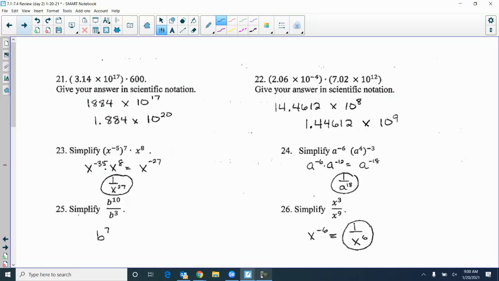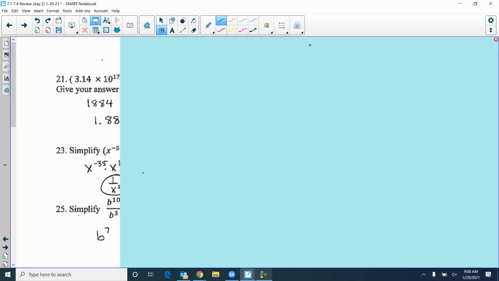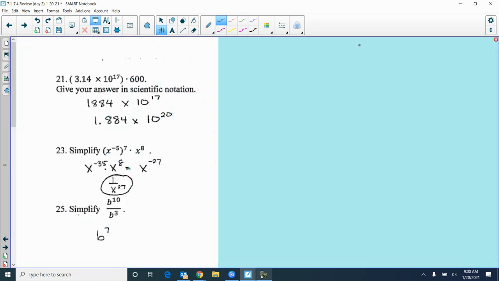Let's take a look at those answers. See where we're at. 21, you want to multiply 3.14 times 600 because that doesn't have a power. And then 1884, your final answer does have to be 1.884 times 10 to the 20. That's very good. 1 over x to the 27 is correct because negative 5 times 7 is negative 35 plus 8 is negative 27. 1 over x to the 27. And 25 is b to the 7th.